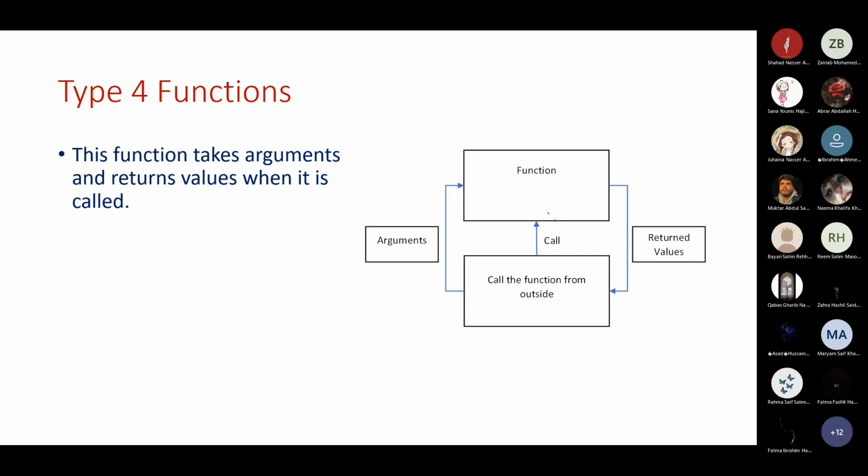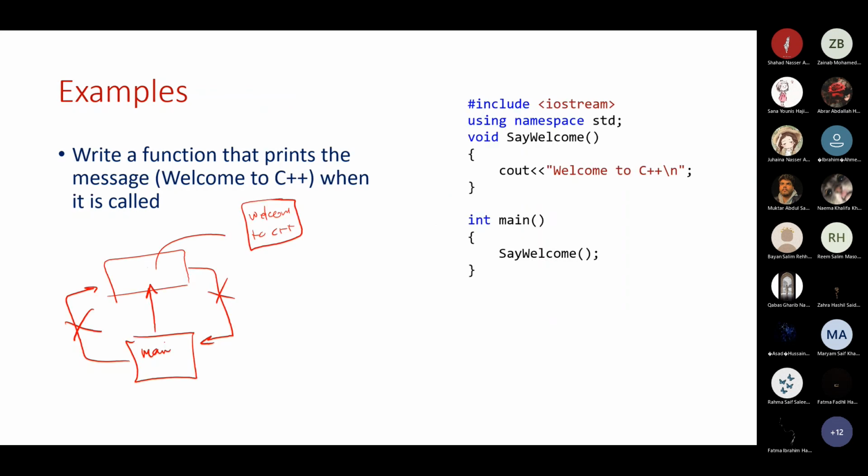Here, all the time you need to call the function, okay? And usually we call it by writing its name. Example: write a function that prints the message welcome to C++ when it's called. Suppose that I don't have this function. Let's think of this function like this. What the function will do is just write or print welcome to C++.